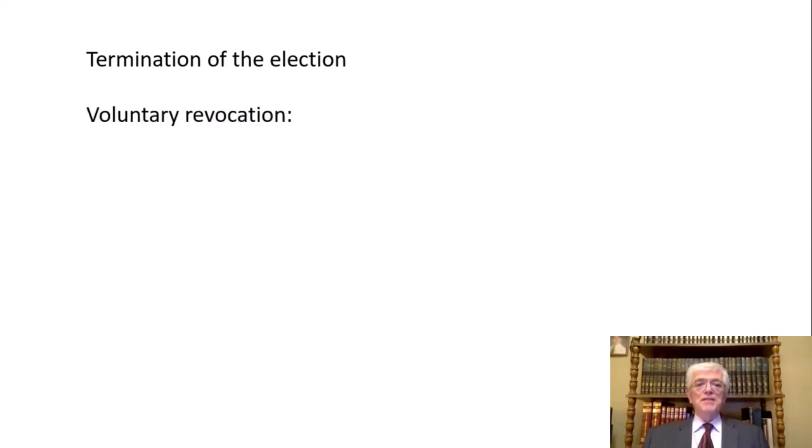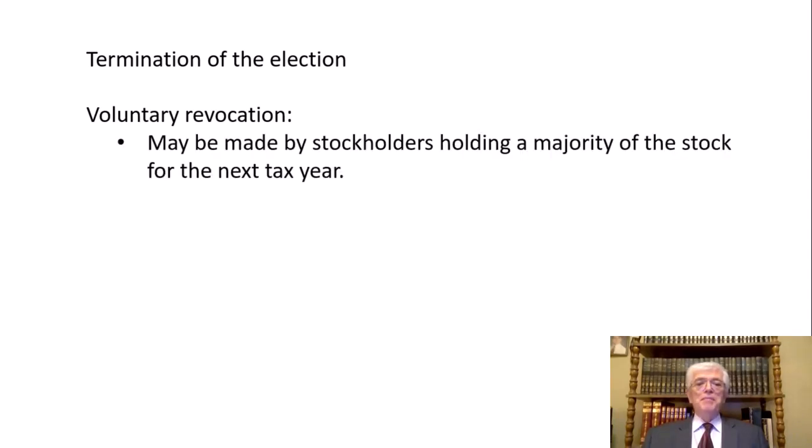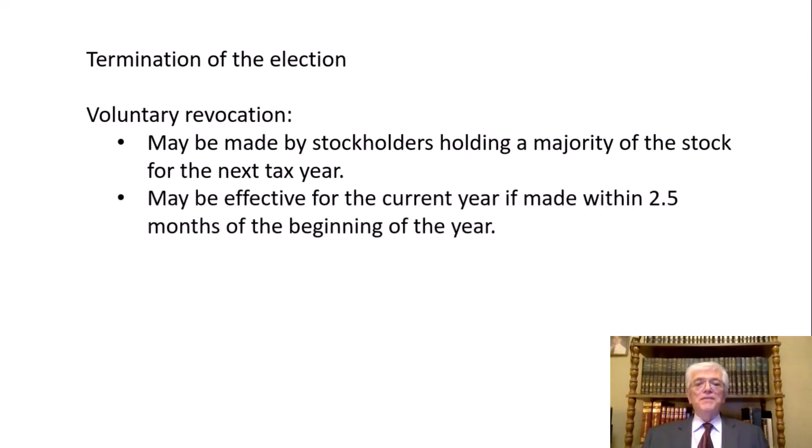Termination of the election is possible. It can be voluntary. We just decided we don't want to be an S corporation anymore. That may be made by stockholders holding a majority of the stock for the next tax year. So you don't need unanimous consent. You need unanimous consent going in. You only need a majority to get out. It could be effective for the current year if made within 2.5 months of the beginning of the year. March 15th again, you can go retroactive back to the beginning of the year.